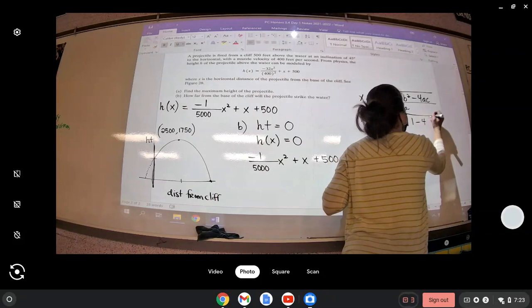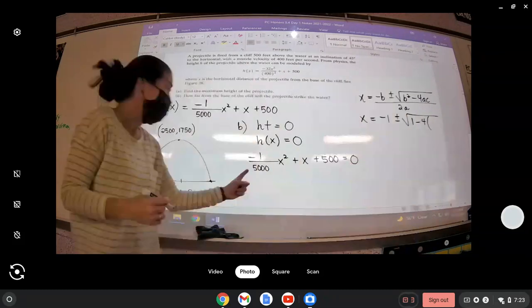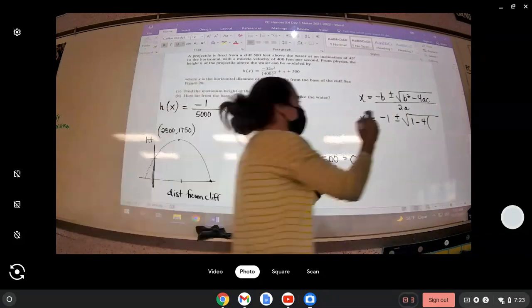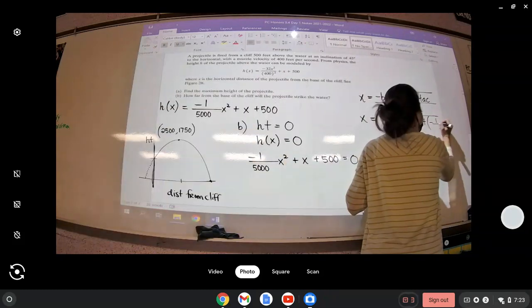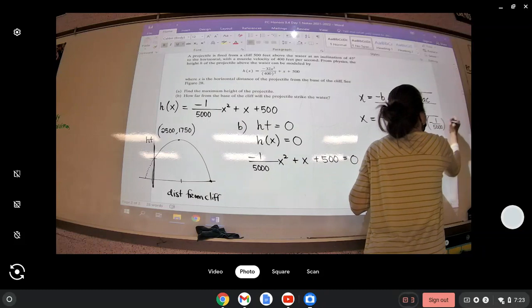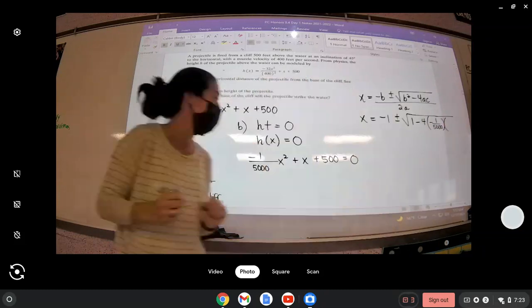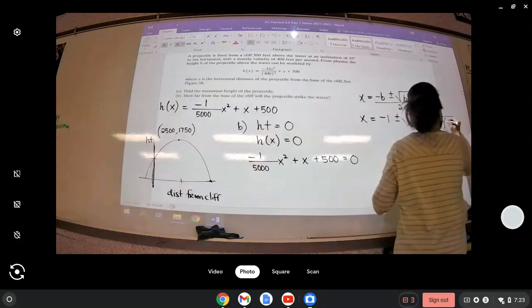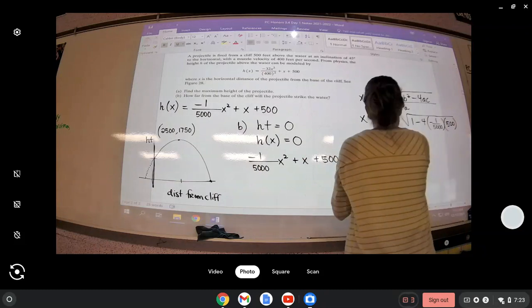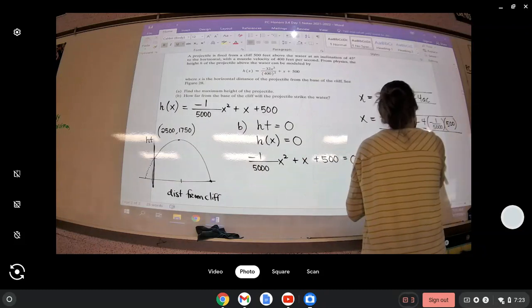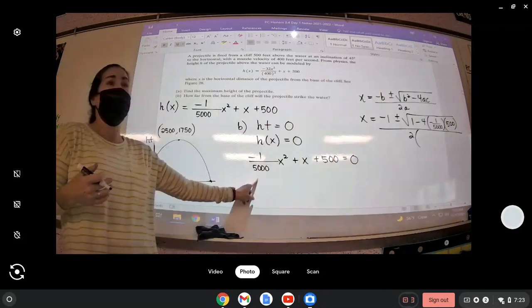And then -4, now you have to times it by A, which is not the nicest number, but we can make it work. And then times C, which is who? 500. And then that is all going to be over 2 times that not nice A value again.